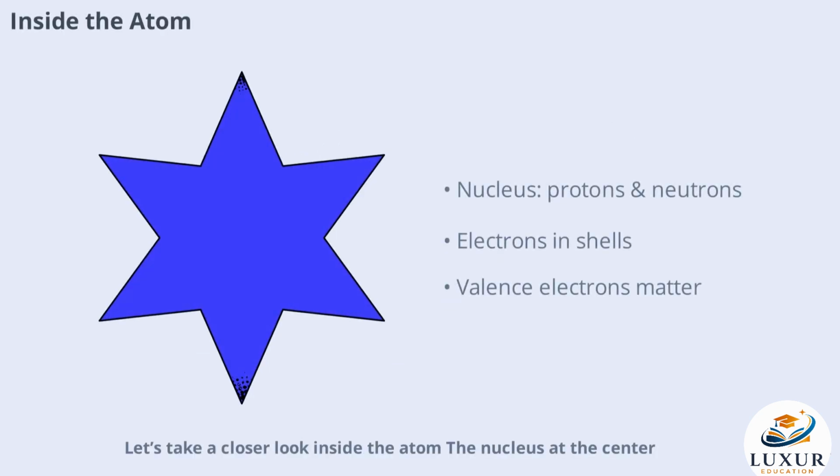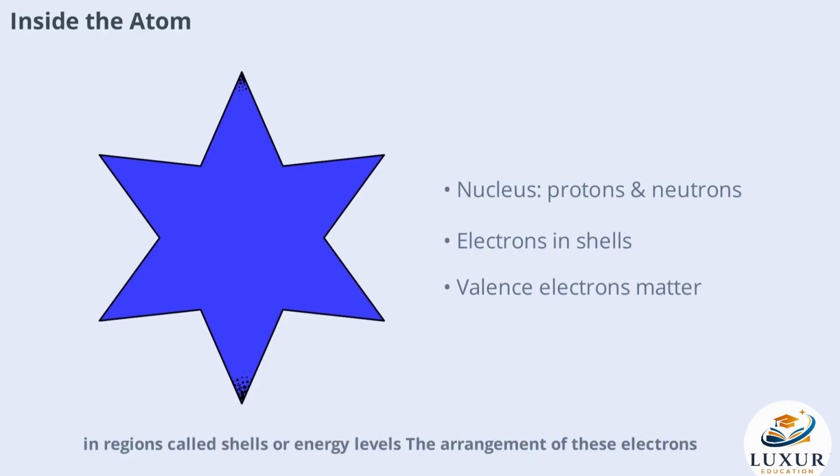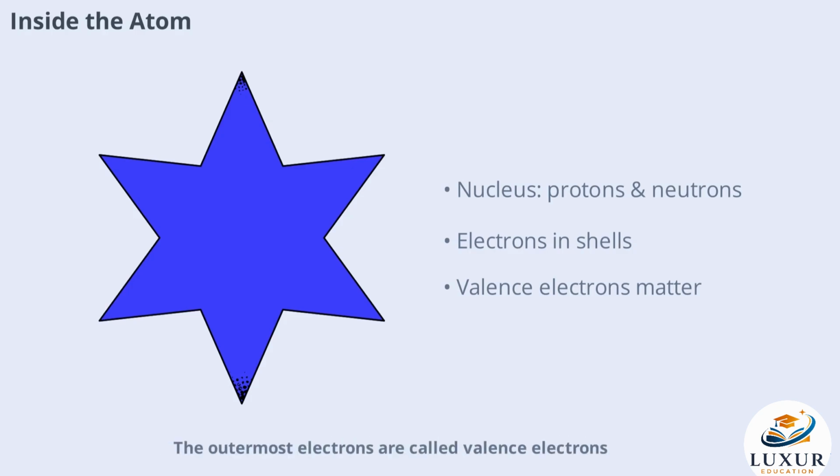The nucleus at the center is made up of protons and neutrons. Protons carry a positive charge while neutrons are neutral. Surrounding the nucleus are electrons, which have a negative charge. These electrons don't just float randomly, they move in regions called shells or energy levels. The arrangement of these electrons, especially those in the outermost shell, plays a huge role in how atoms interact with each other. The outermost electrons are called valence electrons, and they're the stars of most chemical reactions.